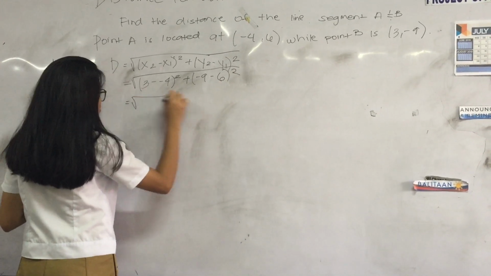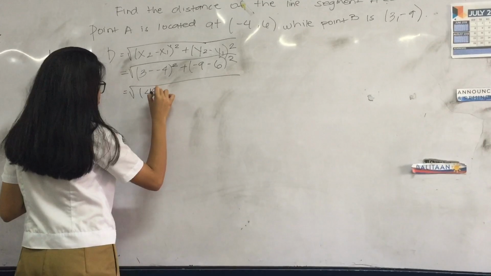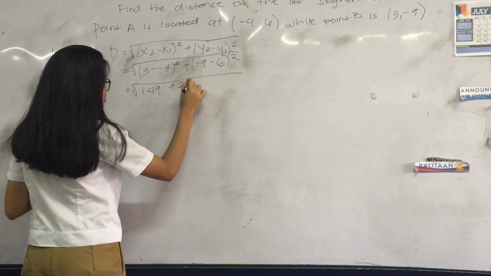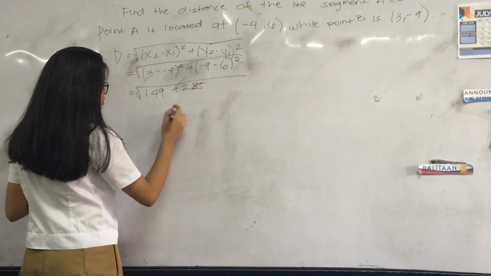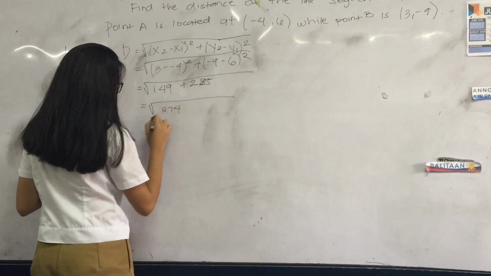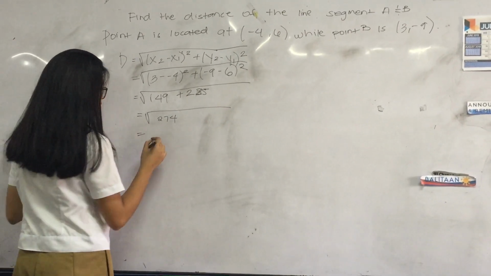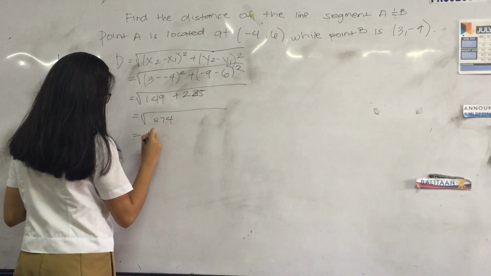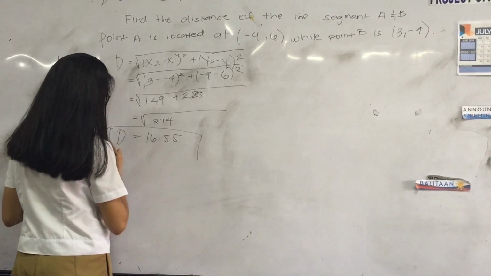The answer is going to be 49 plus 225. You need to add both of them. So the answer is going to be 274. Now, you need to find the square root of 274. The square root of 274 is 16.55. And that's it. That's the distance.